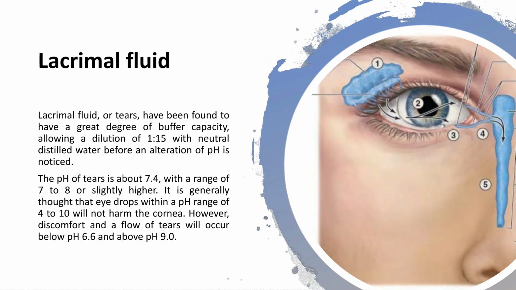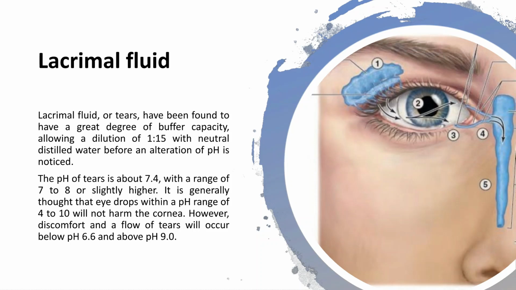Generally it is thought that eye drops within a pH range of 4 to 10 will not harm the cornea. You must have seen that when we formulate ophthalmic dosage forms, we set the pH around 7, the reason being that even a slightly acidic formulation may harm your eyes. It can cause itching, irritation, and pain, and even basic formulations may cause irritation to the patient. So it is recommended to keep the pH between 6 to 7, and this is done with the help of buffering agents.